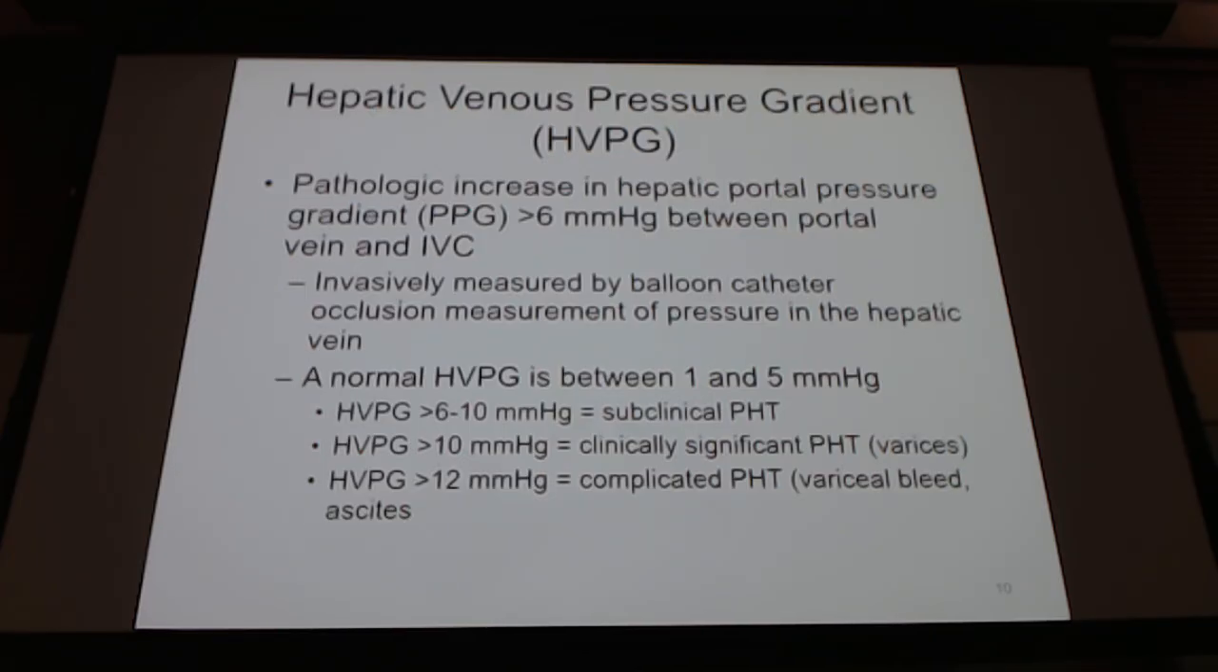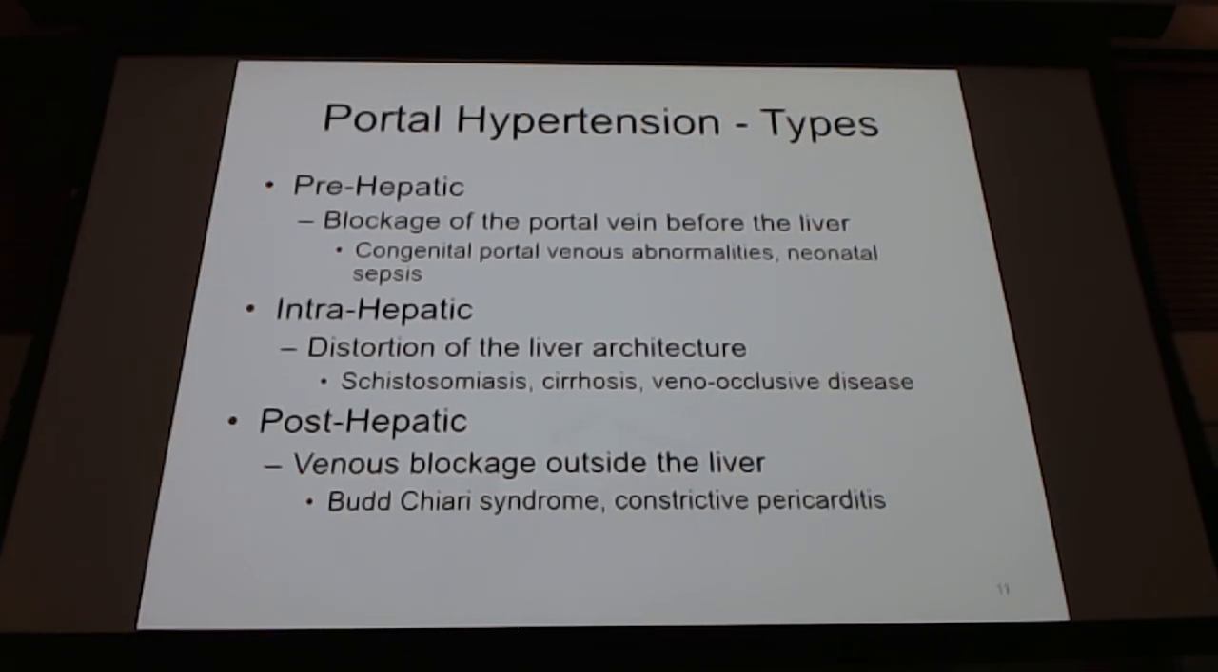Similar to bilirubin, when we talked about this, we do have prehepatic. So this is some people that typically have congenital abnormalities. It's blockage of the portal vein before it gets to the liver. So neonatal sepsis can also be an issue with that. Then we have the intrahepatic schistosomiasis.